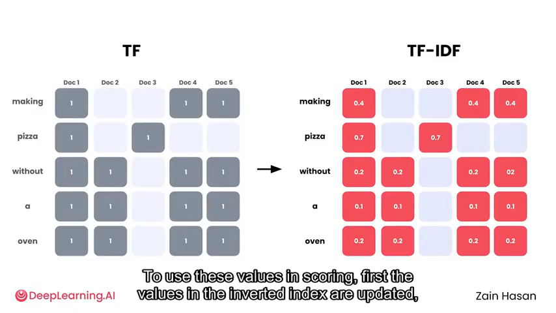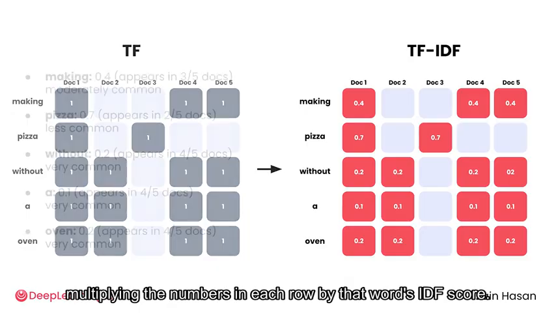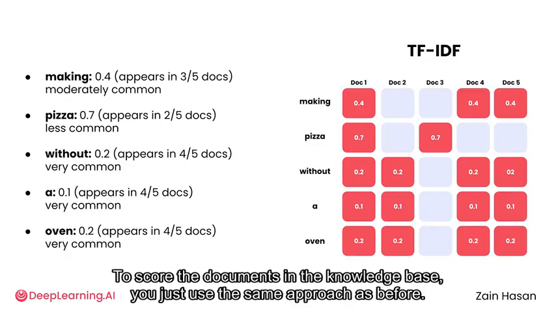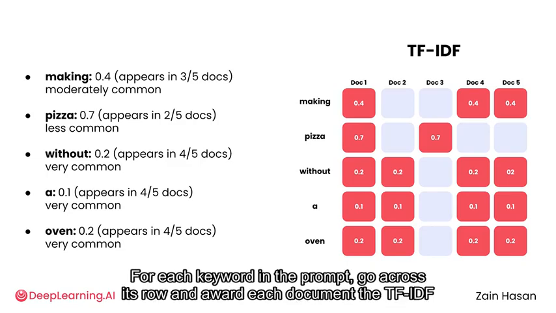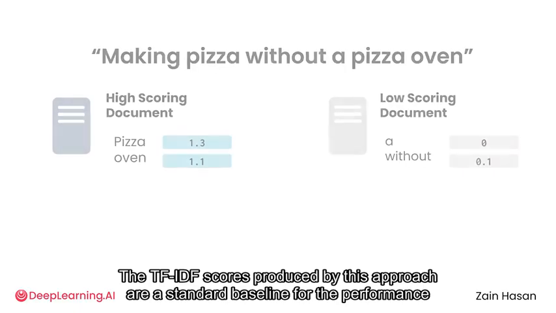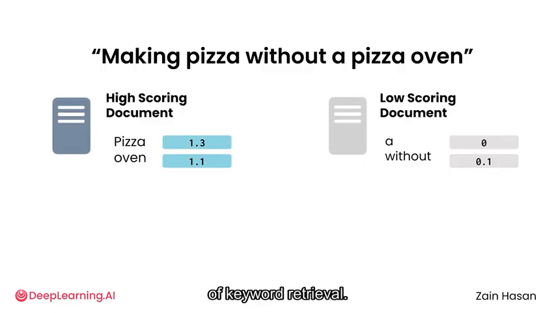To use these values in scoring, first the values in the inverted index are updated, multiplying the numbers in each row by that word's IDF score. The resultant matrix is a term frequency inverse document frequency matrix, or TF-IDF matrix. To score the documents in the knowledge base, you just use the same approach as before. For each keyword in the prompt, go across its row and award each document the TF-IDF score it has in that row. The TF-IDF scores produced by this approach are a standard baseline for the performance of keyword retrieval.